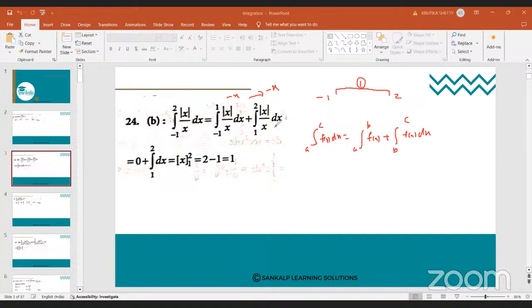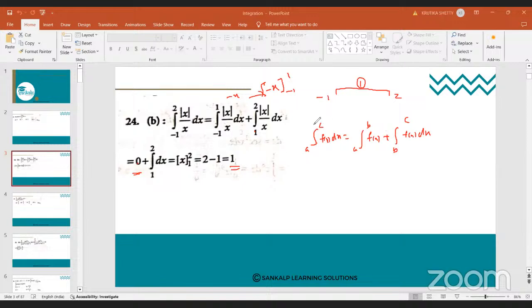Now on substituting in this integral, we need to replace it by -1 and 1. So it will be 1 minus of -1, it will be +1. So here the first integral will be 0, and in the second case the integral will be 1 to 2. So it will be 2 minus 1. So the final answer will be equal to 1.